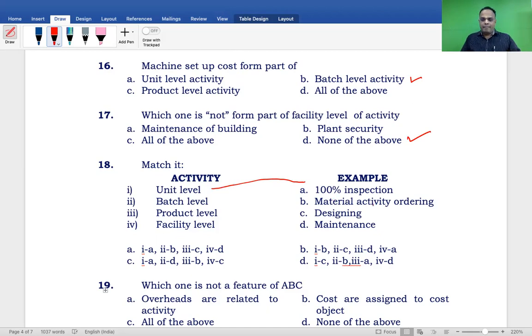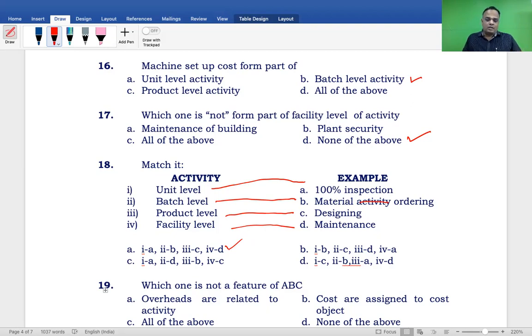Yes, sir. Material ordering cost comes under the batch. Every batch I have to order the material. Okay. Then designing comes under the product level. Maintenance comes under the facility level. Am I right or not? Okay. 1A, 2B, 3C, 4D. Example, you can expect this; sometimes they'll change also. Okay. Now, are you comfortable?